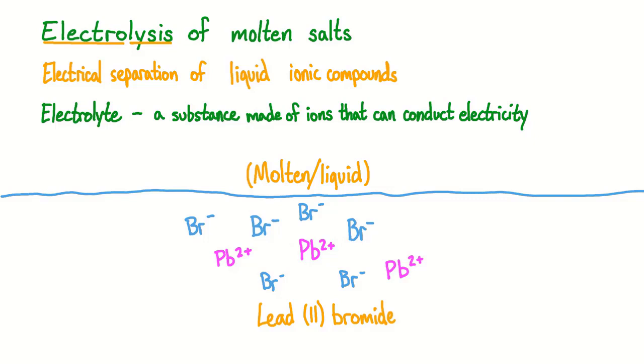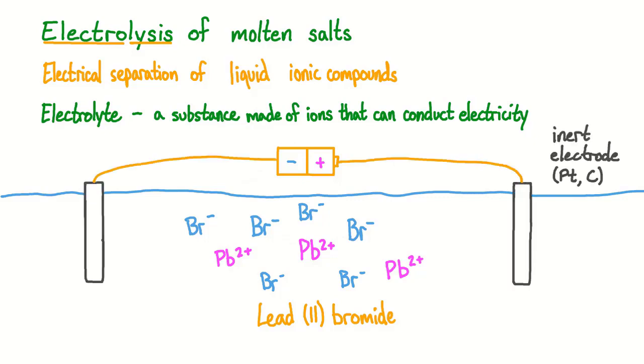We could also turn solid lead-2-bromide into an electrolyte by adding water to create an aqueous solution. We will learn about the electrolysis of aqueous salt solutions in another video. The electricity in electrolysis comes from a battery or another similar power source.